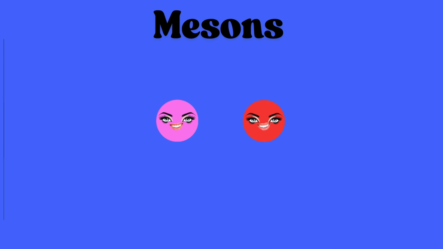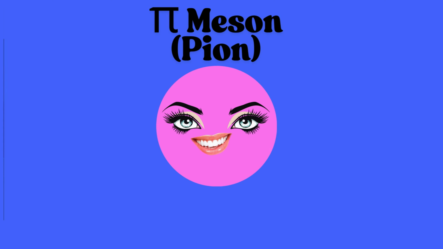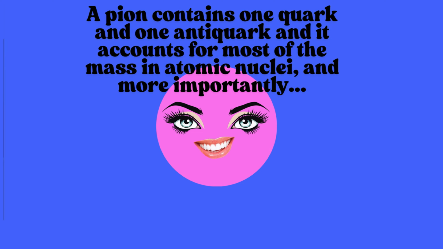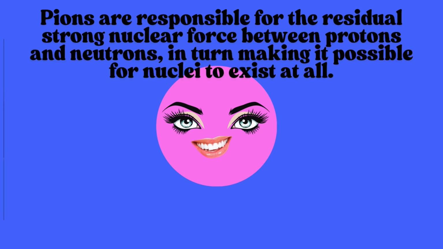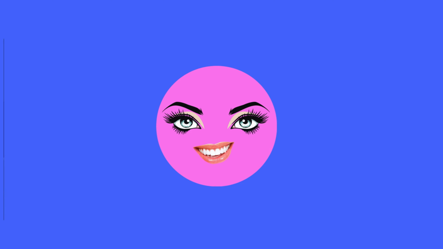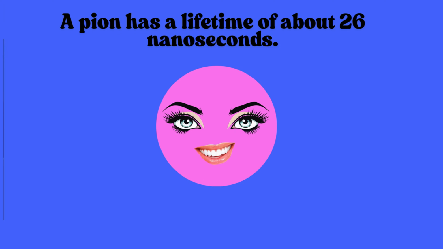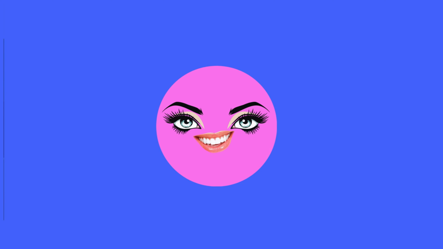Two or more quarks can be found in us. Now let's learn about the mesons without a fuss. I am the pi meson, but please call me the pion. I contain 1 quark and 1 antiquark, and I account for most of the mass in atomic nuclei. More importantly, now listen to why. Pions are responsible for the residual strong nuclear force between protons and neutrons, in turn making it possible for nuclei to exist at all. I have a lifetime of about 26 nanoseconds. That's a lot longer than a Higgs boson.